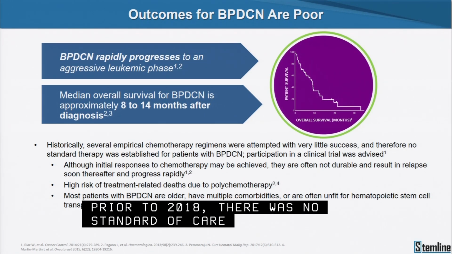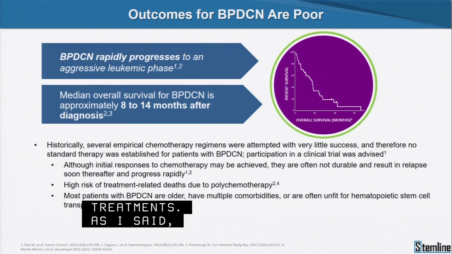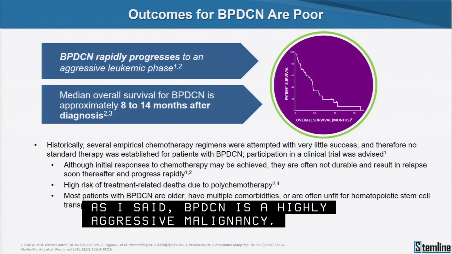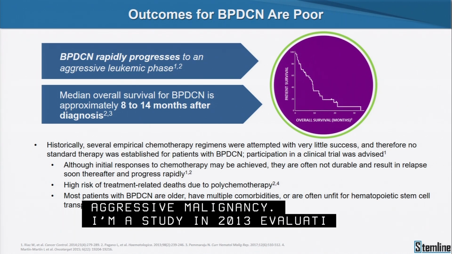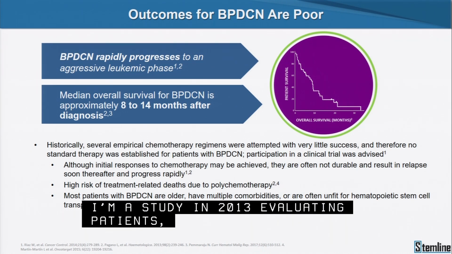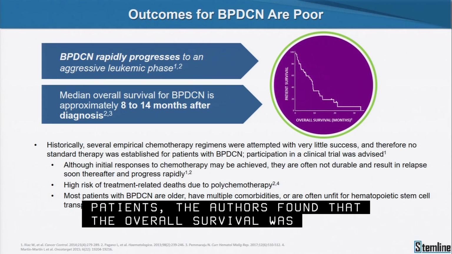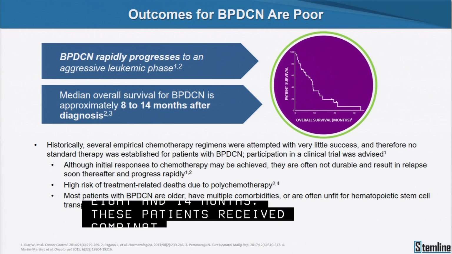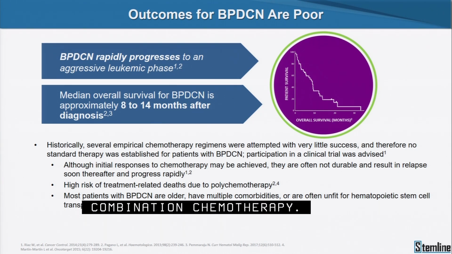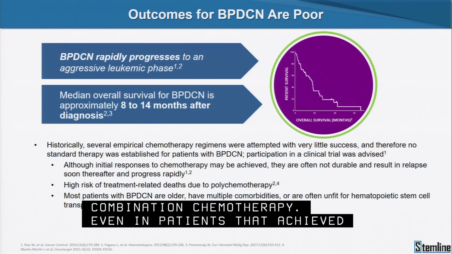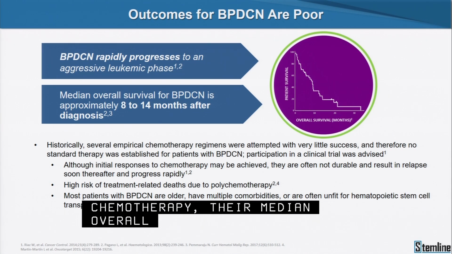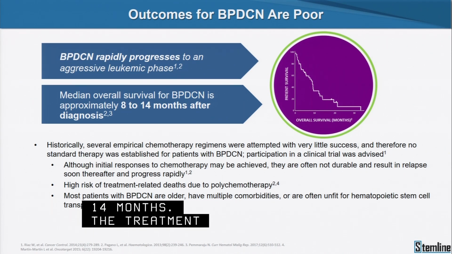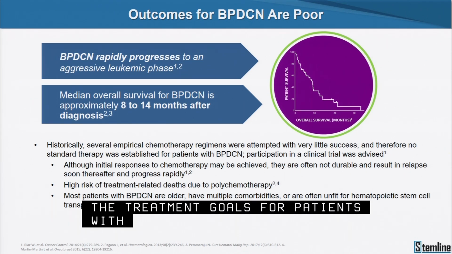As I said, BPDCN is a highly aggressive malignancy. From a study in 2013 evaluating patients with BPDCN, the authors found that the overall survival was between 8 and 14 months. These patients received combination chemotherapy. Even in patients that achieved a complete response to combination chemotherapy, their median overall survival was still only 14 months. The treatment goal for patients with BPDCN is to obtain a durable complete response, and if possible, bridge the patient to receive a stem cell transplant.